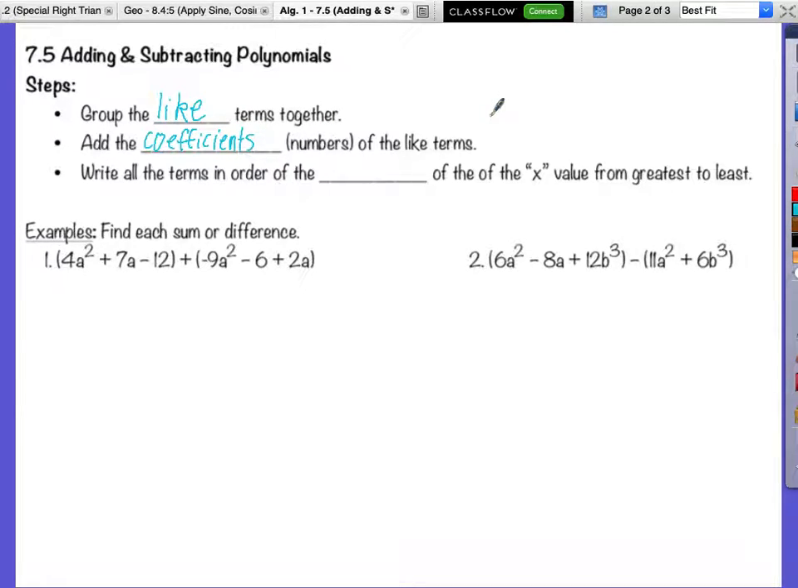The coefficients are just the numbers that are being multiplied with the like term. You would add or subtract those based upon the signs you see. So just like normal. Okay, we've done that before, just in a much smaller setting. Now we're going to write all the terms in order of the degree of the x value from the greatest to least. X is just our first variable alphabetically. So the last one's really just saying writing it in standard form, the standard form we just worked on for a little bit.